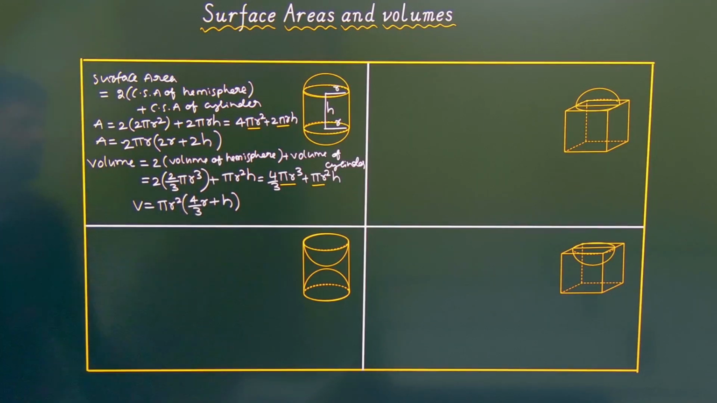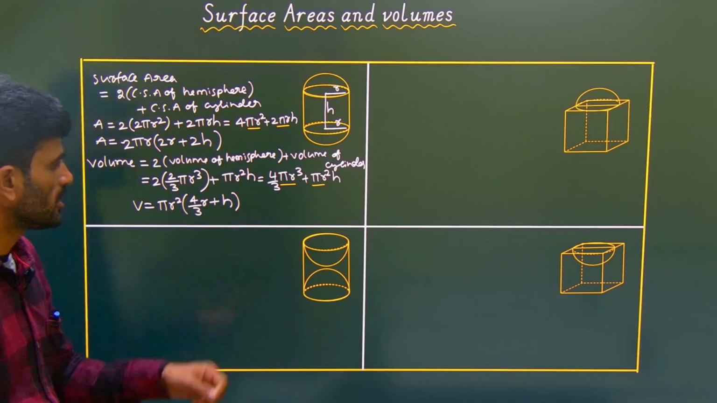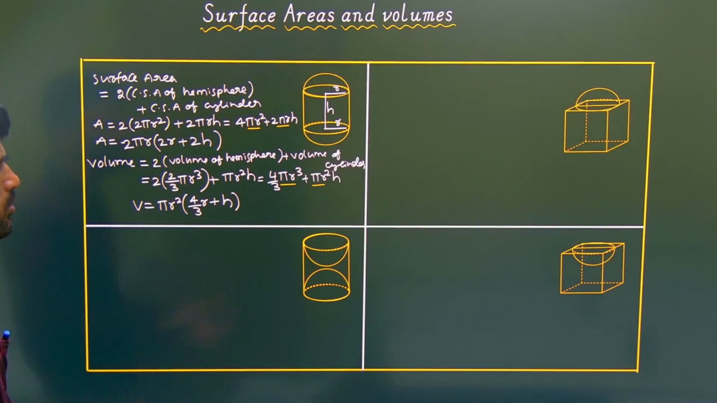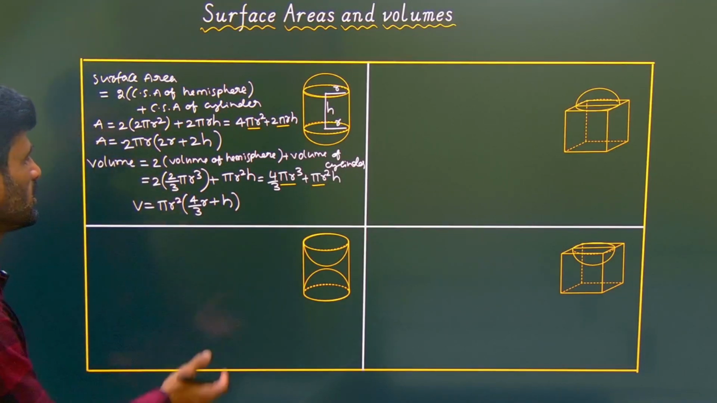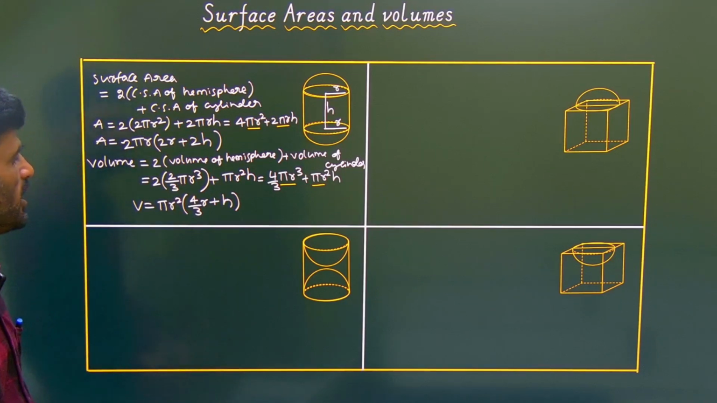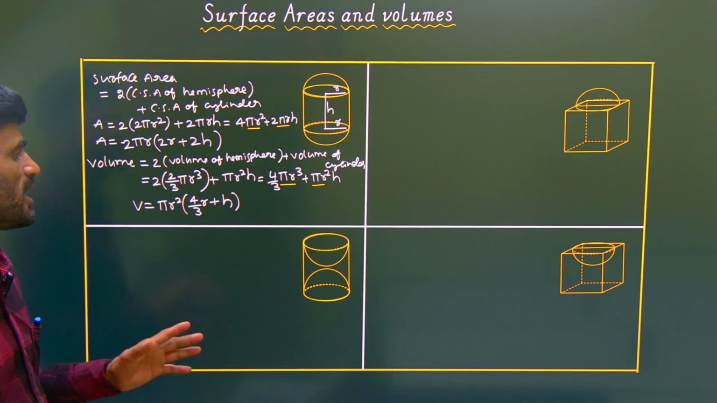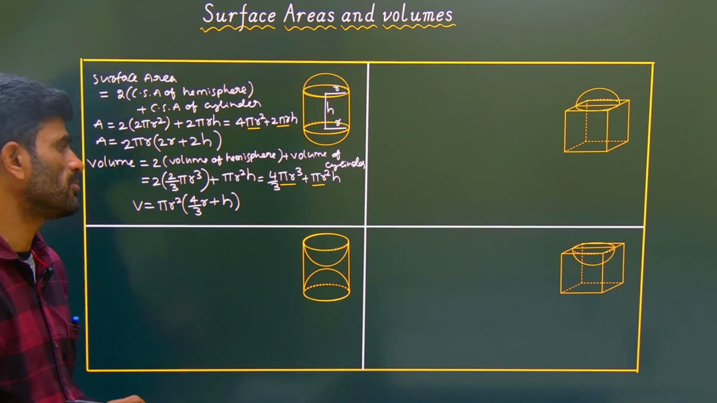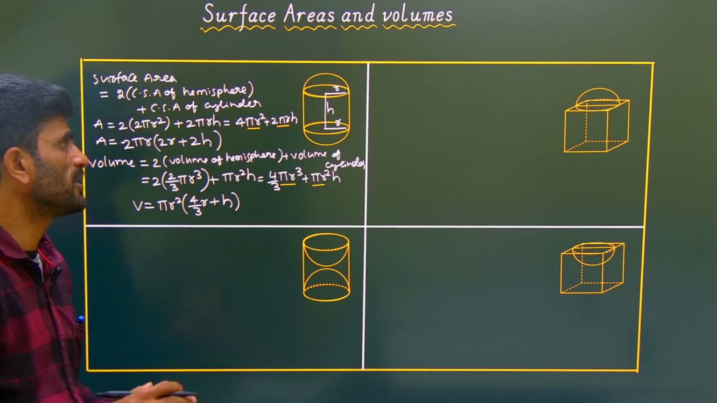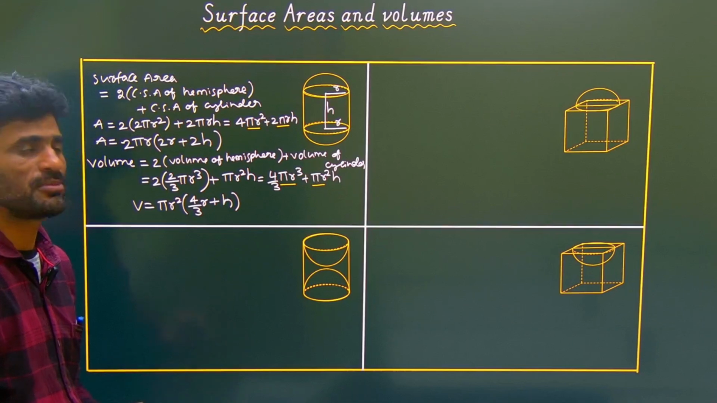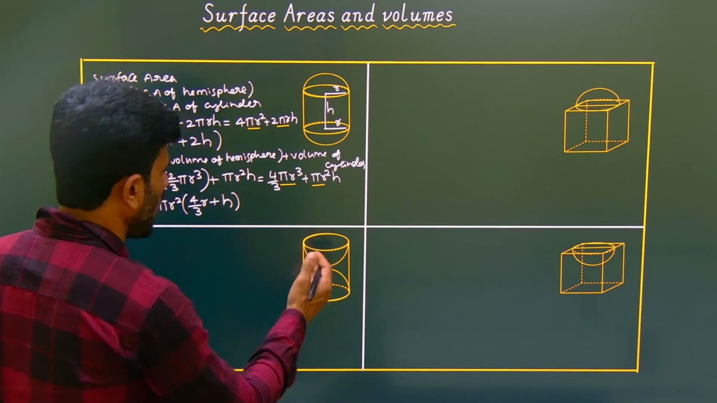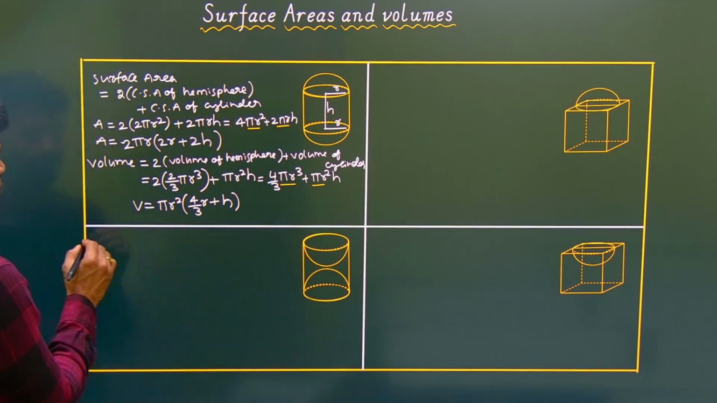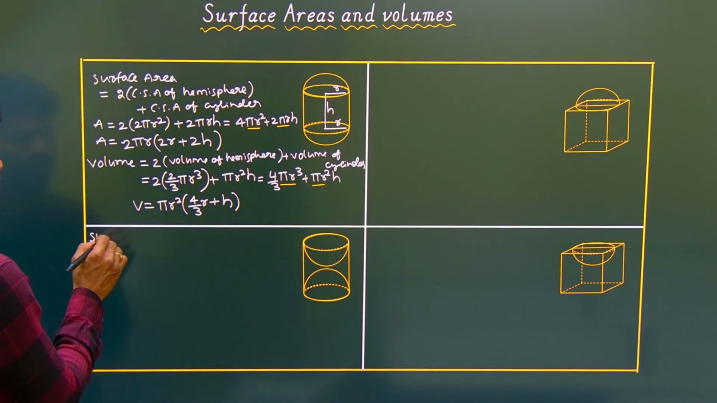Now coming to here, what is happening here? Two hemispheres are scooped out, which means it is the opposite. There the hemispheres are attached, here the hemispheres are removed. Even though they are scooped out, there is no difference in surface area. You have to keep this in mind. When you attach two hemispheres or when you remove two hemispheres, there is no difference in the surface area, because surface area is going to be added when you remove hemispheres. So here again, for surface area, there is no difference.